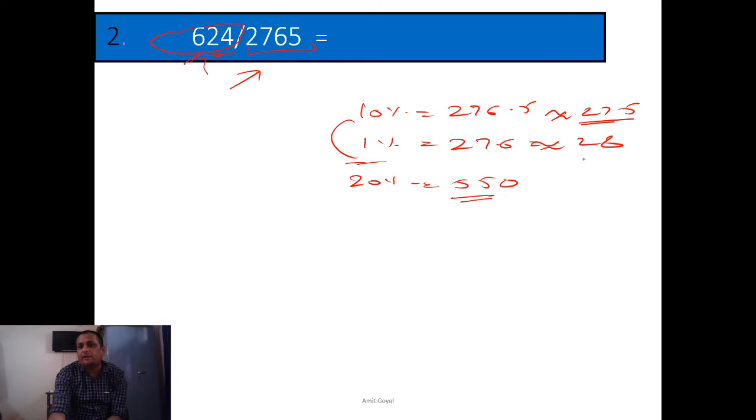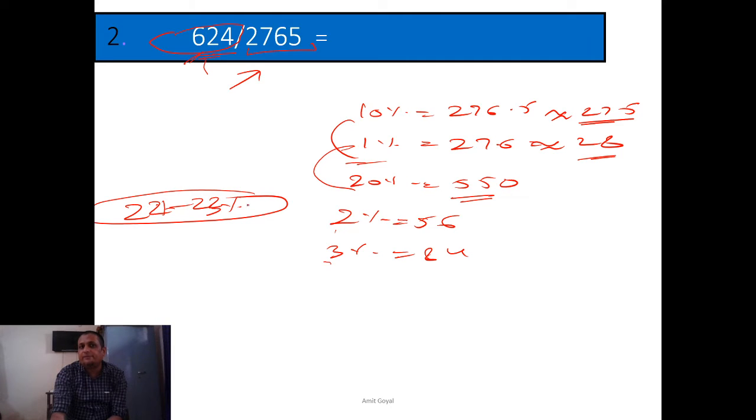Now if 1% is 28, 74 is more than 2% but less than 3%, because 2% will be around 56 and 3% will be around 84. So the difference is more than 2% but less than 3%. So the answer should be more than 22% but less than 23%. You can choose your option according to that. And have faith in me, it will not be much different, it will not be more than that.